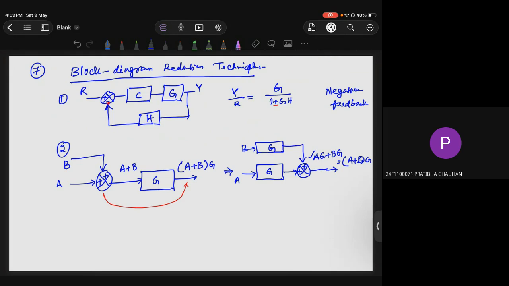So the summing point has been shifted from the back of this transfer function G to the front, backside to front. Okay, so that's how the block diagram technique will work. We can have different steps also, and you can follow the same. It will give you an advantage.